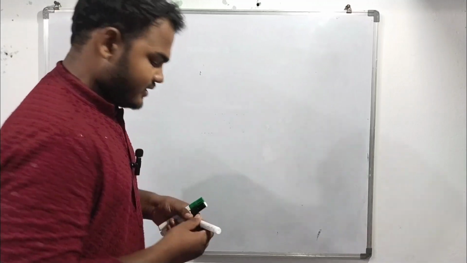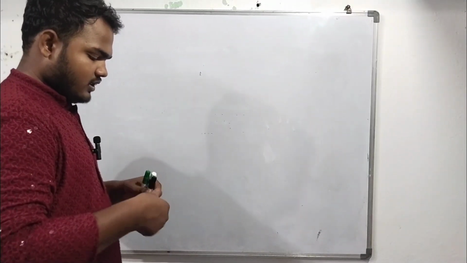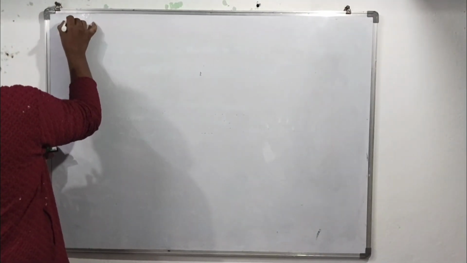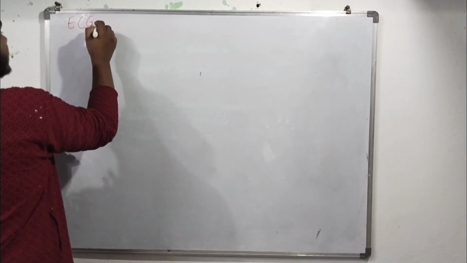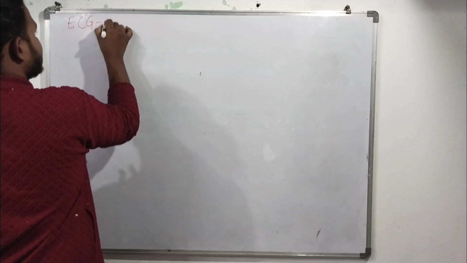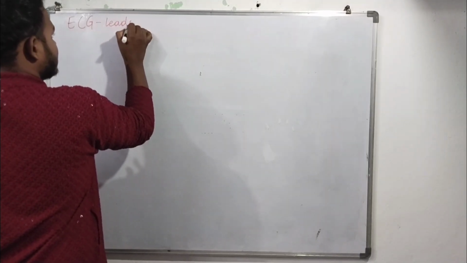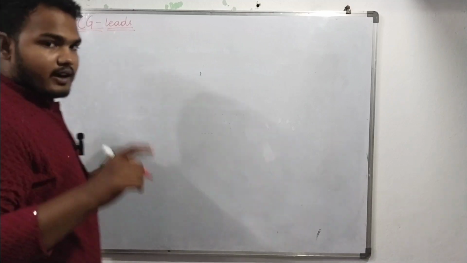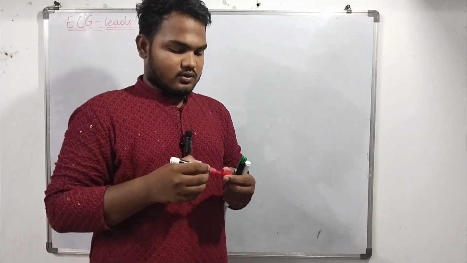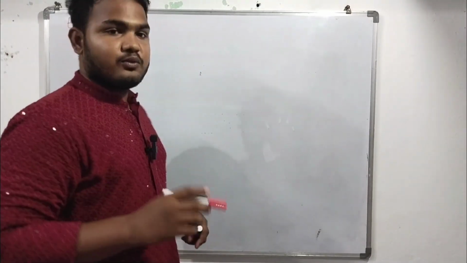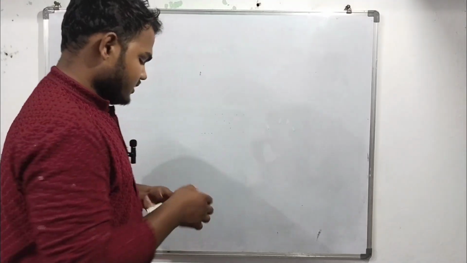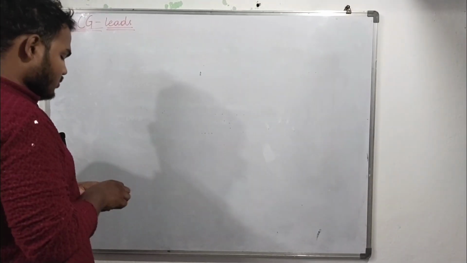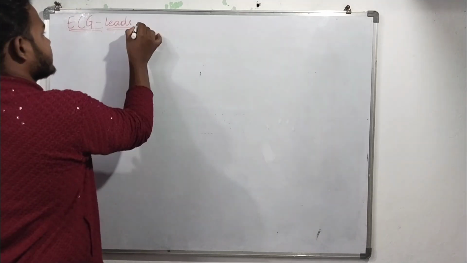Here, electrocardiographic leads are there. Leads and electrodes are two different things. Leads are different from the electrodes. Next, we know that the ECG has 12 leads.